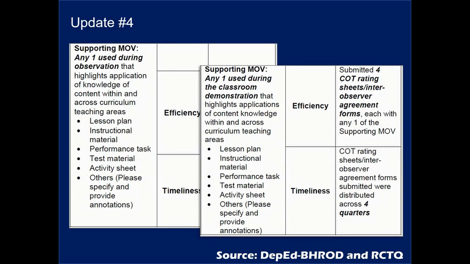Update number 4. "Any one used during demonstration" is highlighted to emphasize that all supporting MOVs for classroom observable indicators should be ones used in the classroom observation. Anything obtained outside the observation is invalid. For highly proficient teachers, "any one used during classroom demonstration teaching" is indicated. This is to reinforce that master teachers should invite at least one colleague or mentee to their classroom demonstration teaching. This is to satisfy the requisite of the objectives, for example, model, promote, and so on.